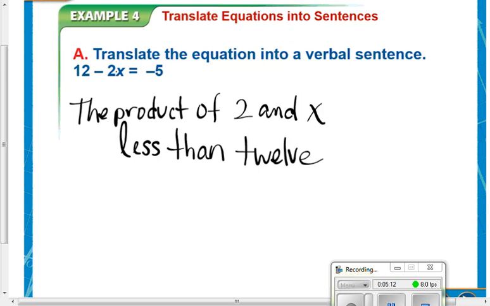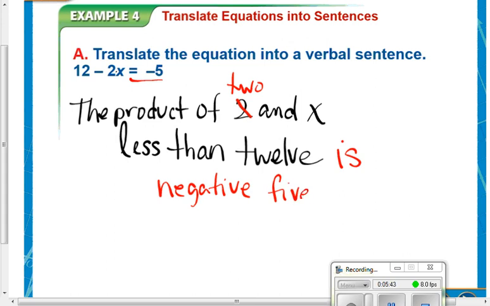Okay. And maybe a few of you might even say, Mr. Mingus, you should have gone ahead and spelled out 2. You're right. I should have spelled out 2. Okay. So that's a little bit better. So the product of 2 and x less than 12. All right, we got this last part. How should we say that? You could actually say equals, yeah. Or you could say is negative 5. Okay. That'd be my example of that.